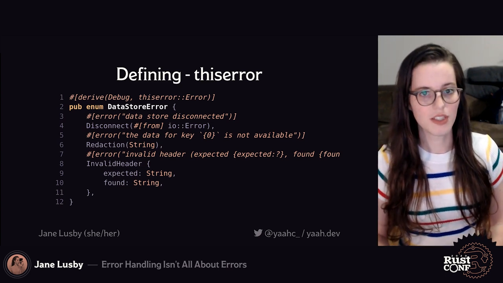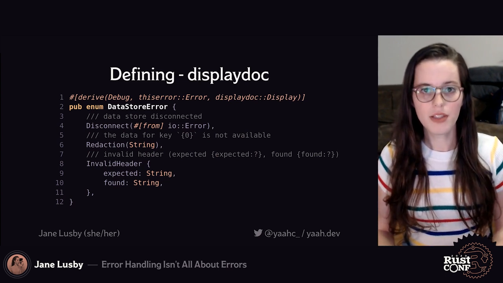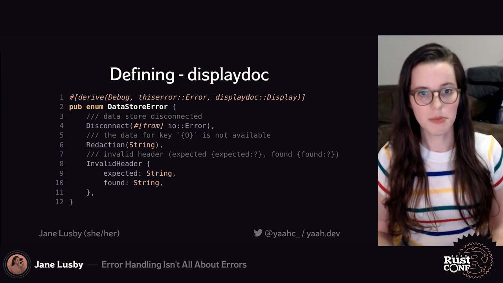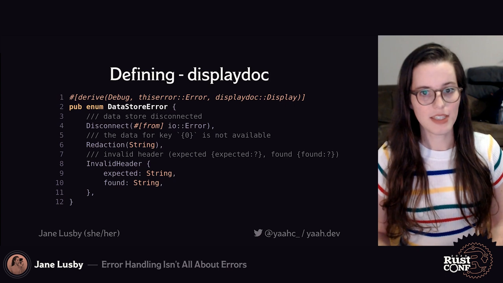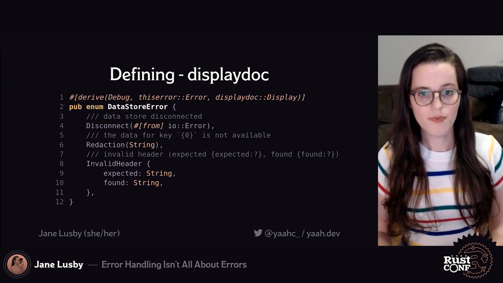Next, I'd like to introduce displaydoc. displaydoc is a fork of thiserror that provides only the Display derive portion of thiserror, but uses doc comments instead of custom attributes to input the format strings. I find this is great for simple error types, and that often error messages make for great documentation.